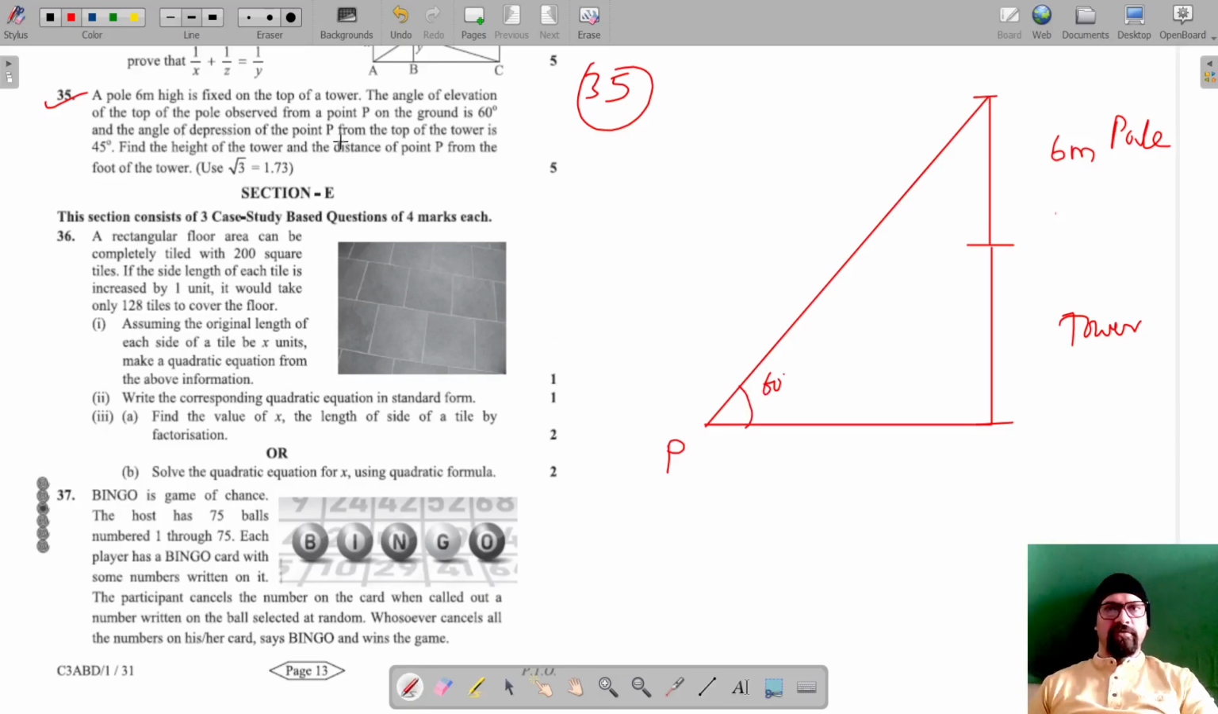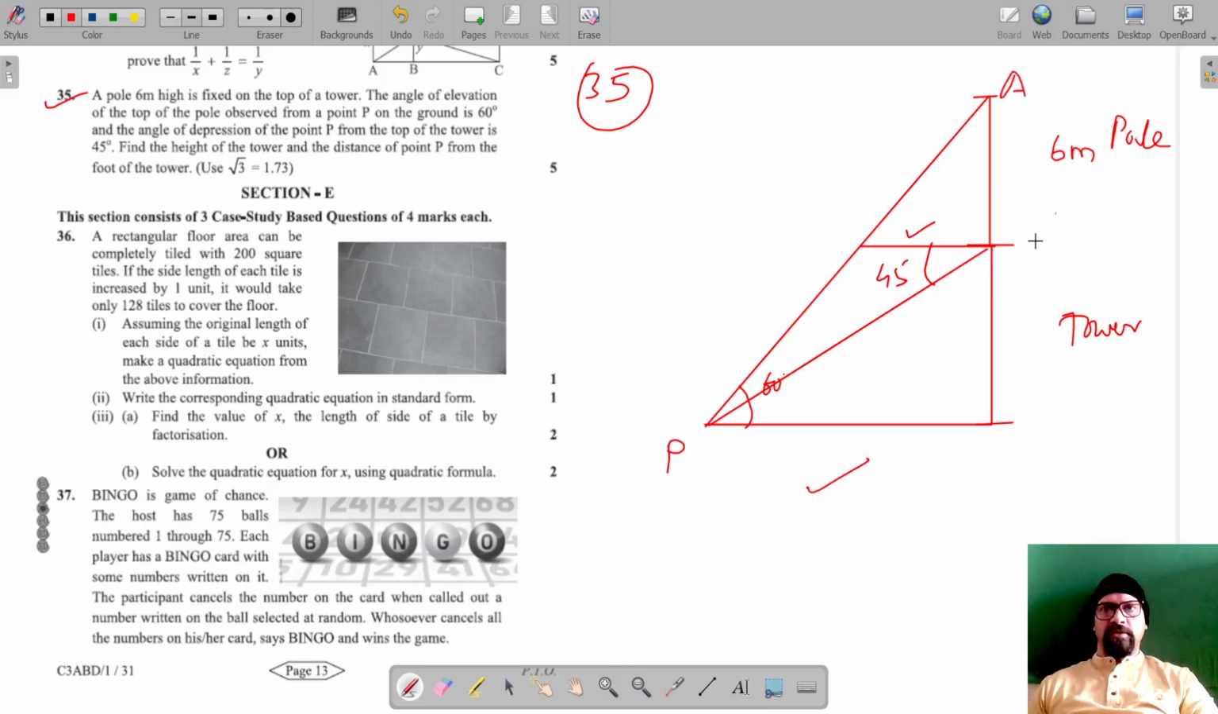And the angle of depression of the point P from the top of the tower is 45 degrees. So from the top of the tower, from here, the angle of depression to the point P, this is the angle of depression, which is 45 degrees. Now these two are parallel, this and this one.